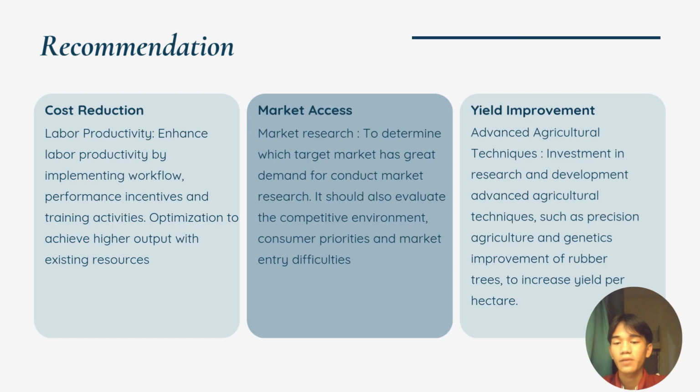Next, this slide presents our recommendation. The first one is cost reduction. Cost reduction can be achieved by improving labor productivity through better workflow, incentive, and training, allowing higher output with existing resources. Second, market access should be strengthened through market research to identify high demand target markets while evaluating competition and entry barriers. The last one is yield improvement. Yield improvement can be achieved by investing in advanced agricultural techniques, research, and development to increase rubber yields per hectare.